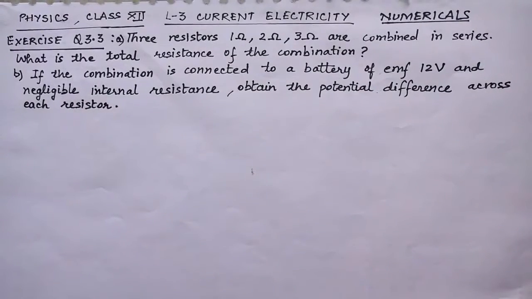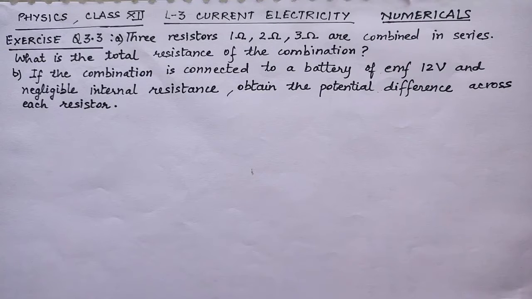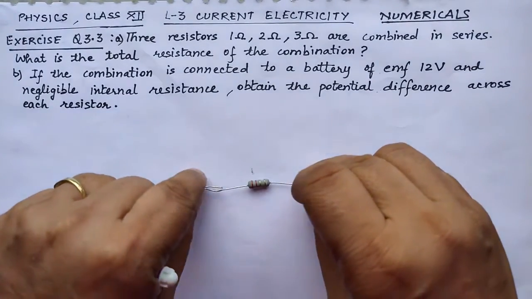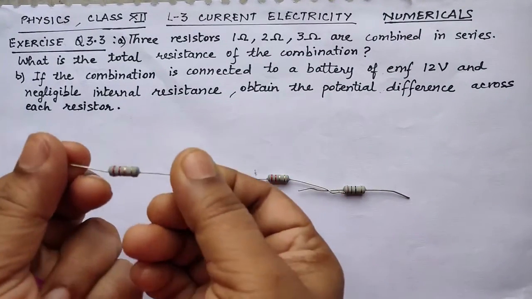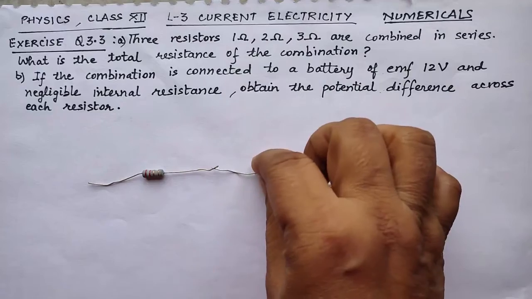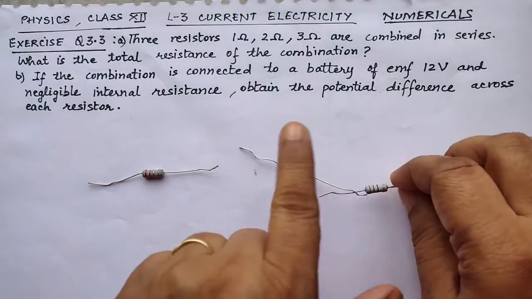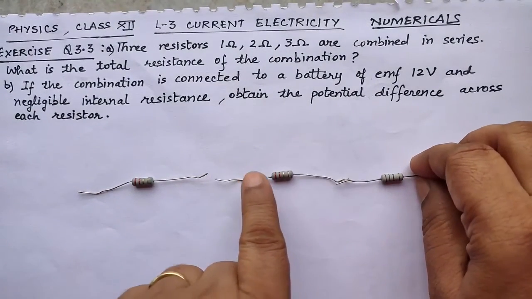So this combination is now connected across a battery and we have to calculate the potential difference across each resistor. If you remember, I have told you that the potential difference across each resistor is different in case of series. It's something like this. See, this is one resistor. These are the carbon resistors. So if you have 3 resistors which are connected in series like this.